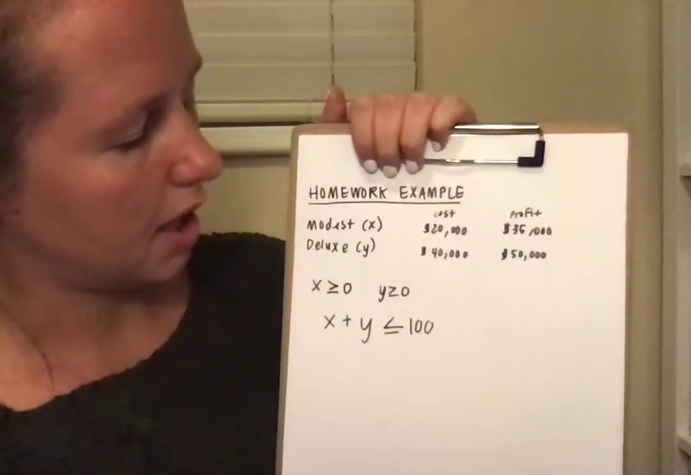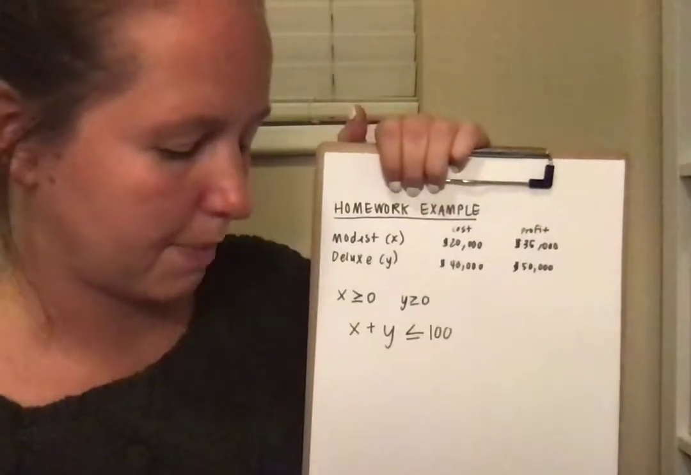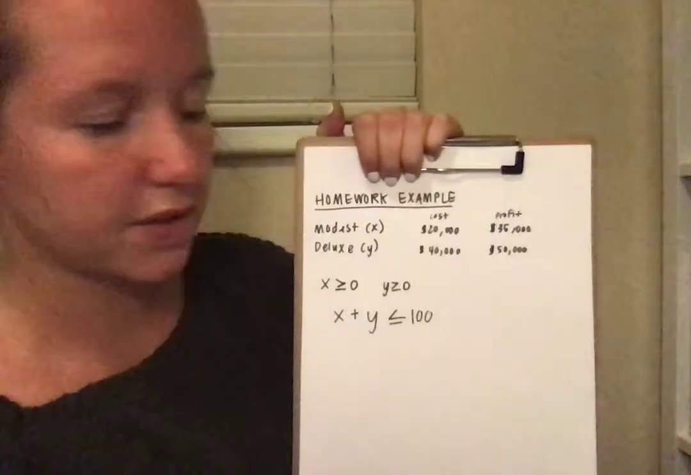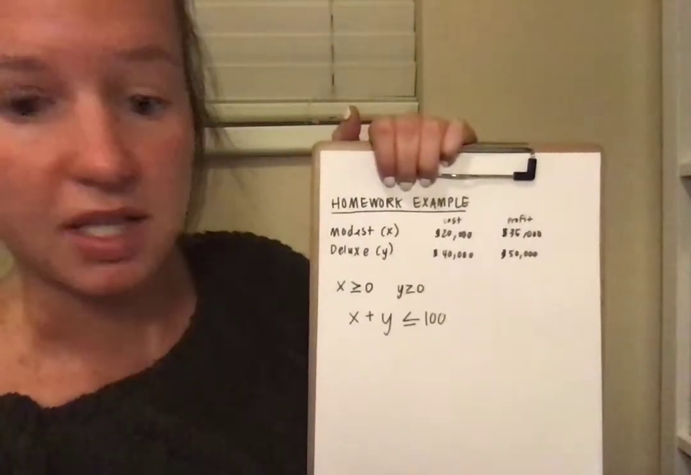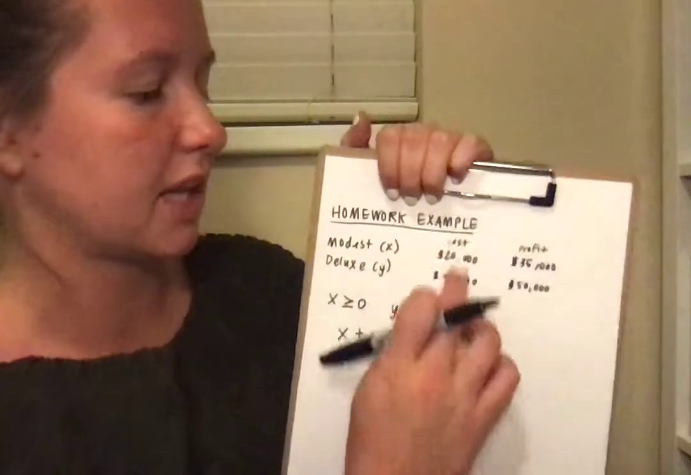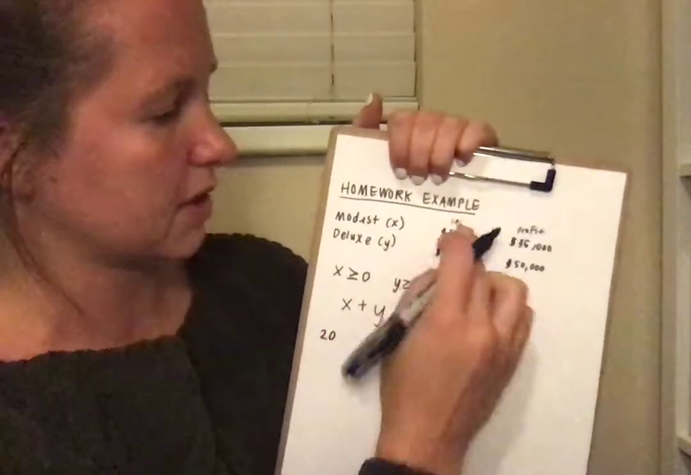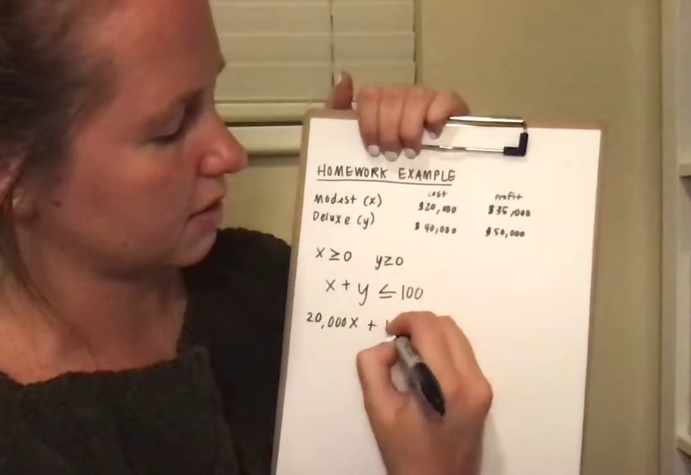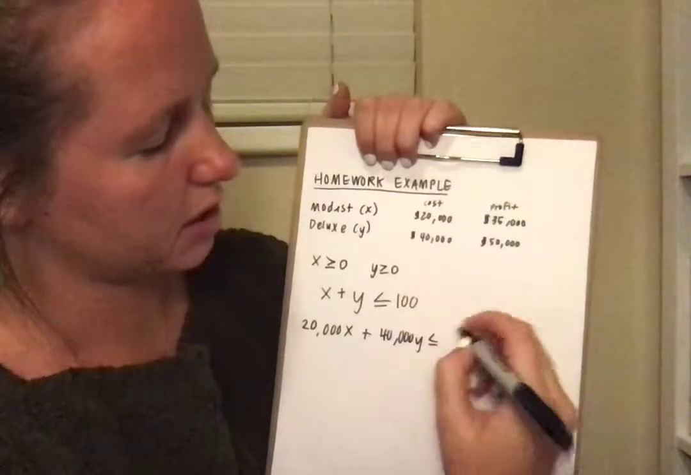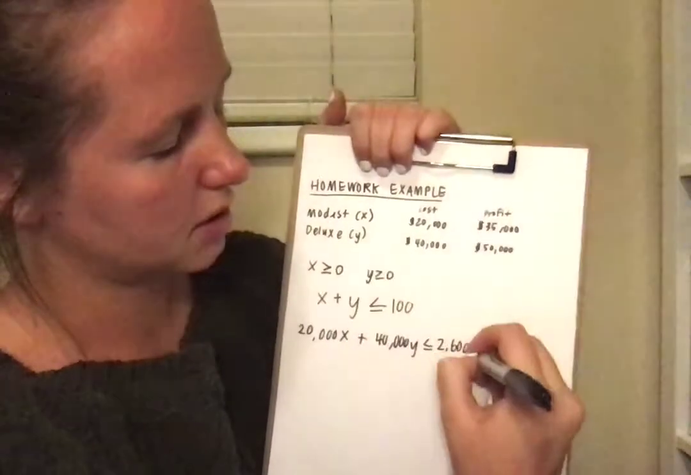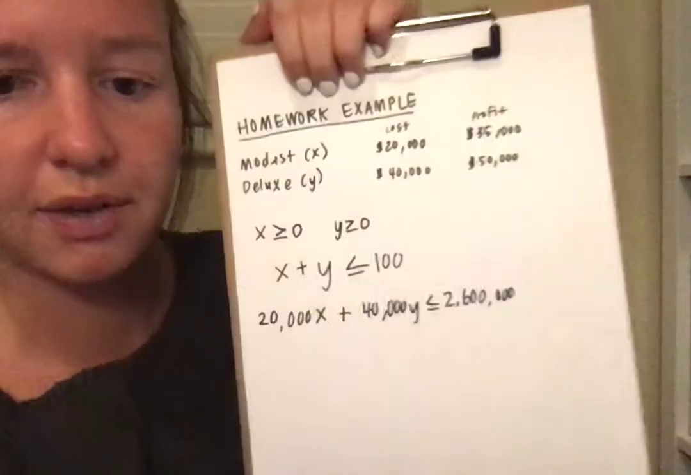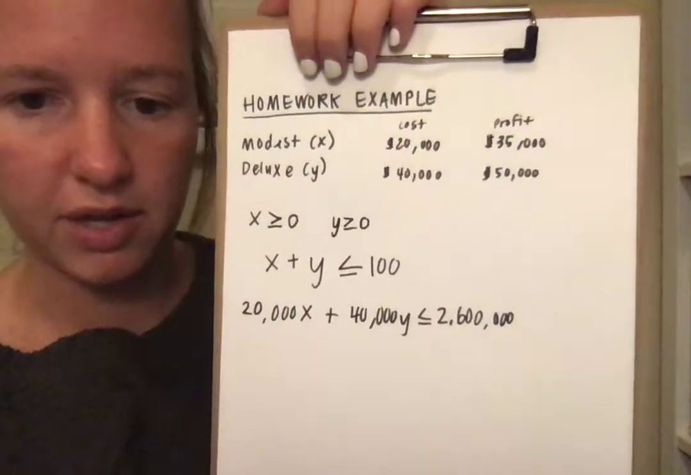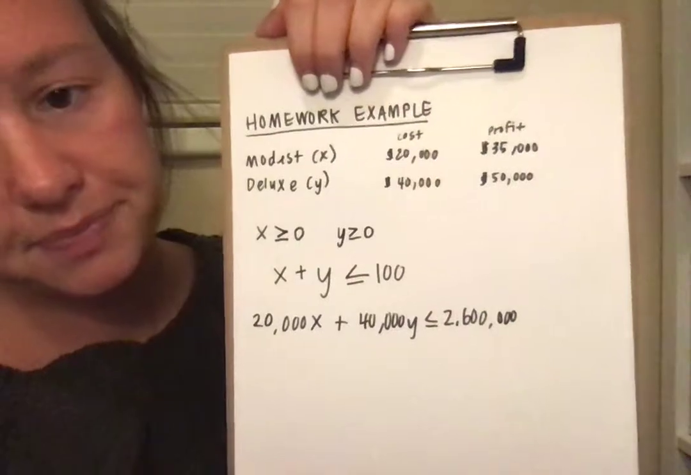Cool? And then finally, you have a cost restriction, a budget. This guy has $2.6 million to spend on building these houses, so the cost of these houses has to be less than that. It's 20,000 for each x house, so 20,000x plus 40,000y has to be less than or equal to $2.6 million, which is 2,600,000. So those are my 4 equations right there. That's your first step: write the equations. Make sure they're good and beautiful and correct.